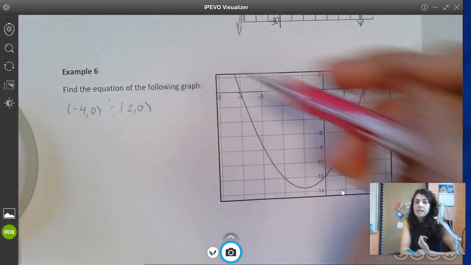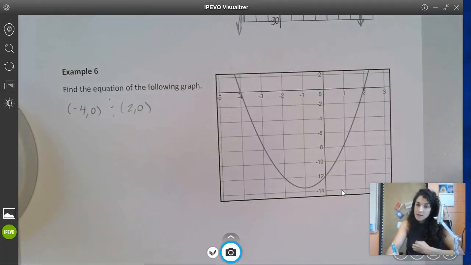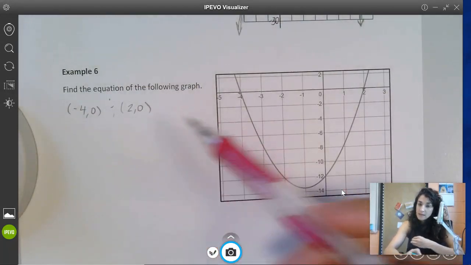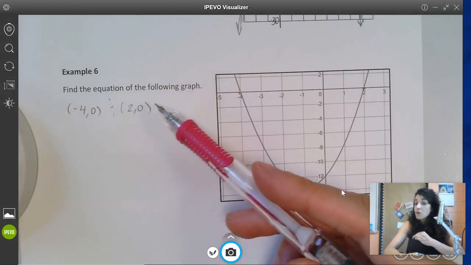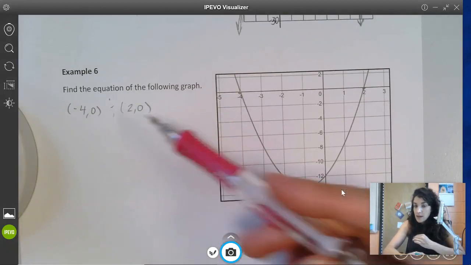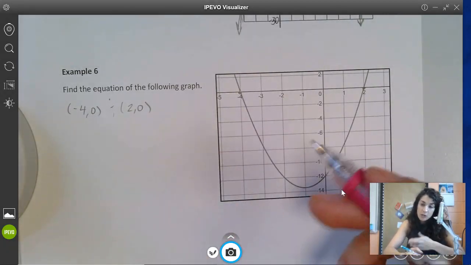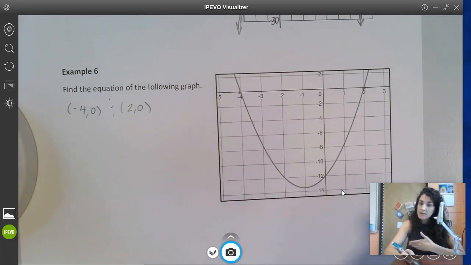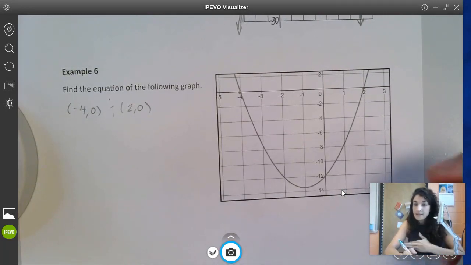When we are finding the equation of the graph, we can make a system of equations, right? So we could plug in 0 for x and 0 for y, and 2 for x, and make a system of equations, and solve for your parameters a, b, and c. We've been doing that a lot, and that is absolutely a way that we can solve for this quadratic. But also, these are your x-intercepts.